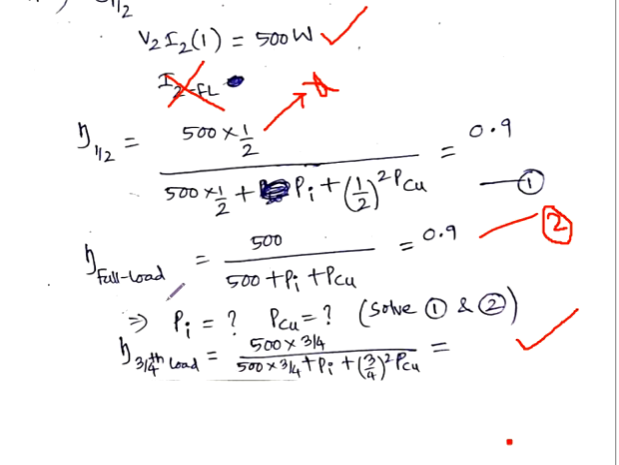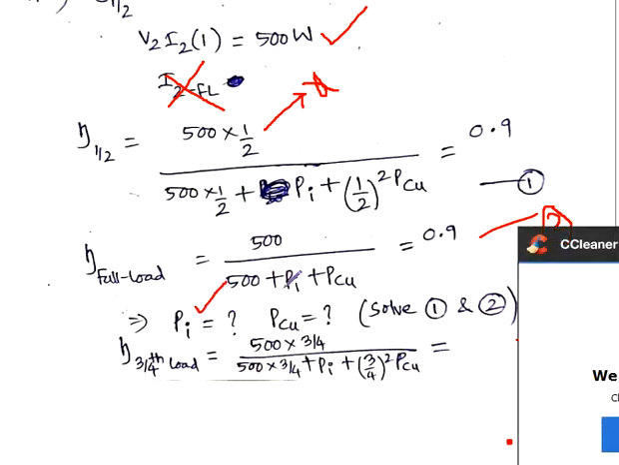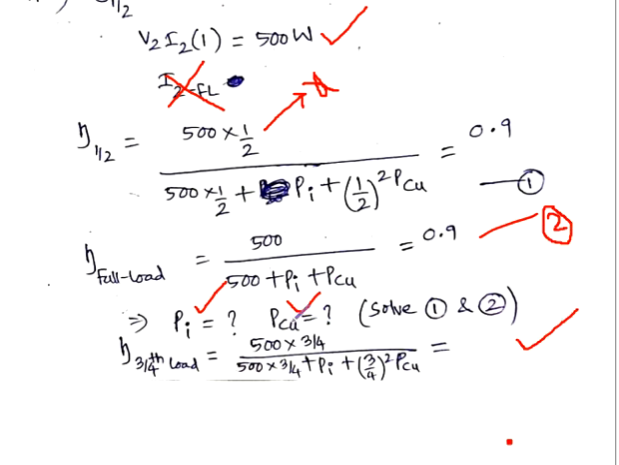Similarly we have an efficiency value of 0.9 at full load. For this also we can get one more equation, which is considered as equation number 2. It will be 500 divided by 500 plus Pi plus PCU. There won't be any x here because x is equal to 1 at full load. So using these two equations we can determine the two unknowns, Pi as well as PCU.